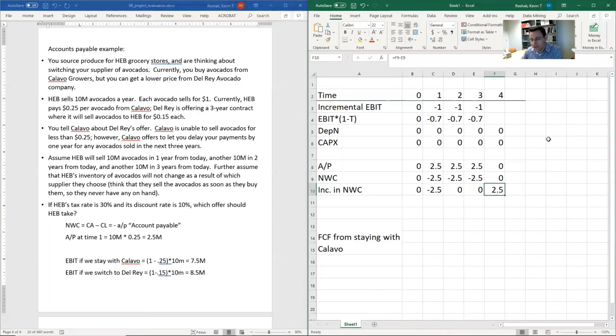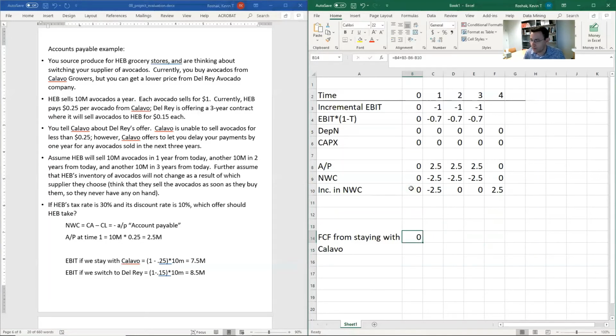We had to put 2.5 million in finally at time 4 to pay back and then kind of finish the deal with Calavo. Okay, so put all this together. What is the incremental free cash flow from staying with Calavo? You have the NOPLAT, add depreciation, subtract CAPX, and then you subtract changes in net working capital.